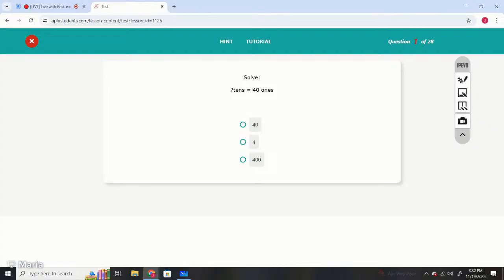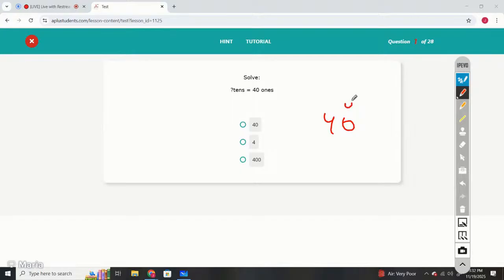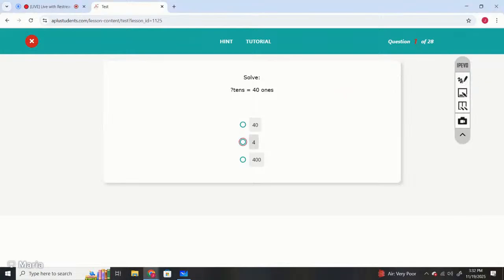40 ones equal how many tens? So 40 ones, just write 40 ones. We have 0 at the ones and 4 at the tens. So how many tens do we have? So 40 ones means we have 4 tens. The correct option is 4 tens.